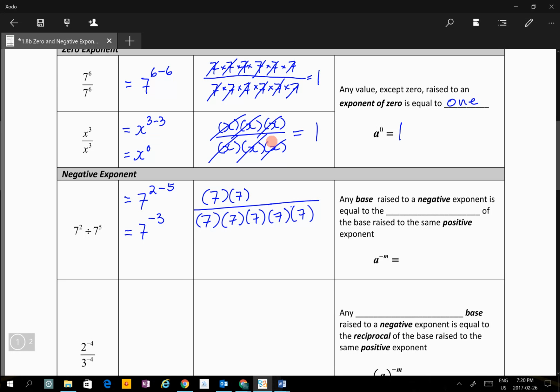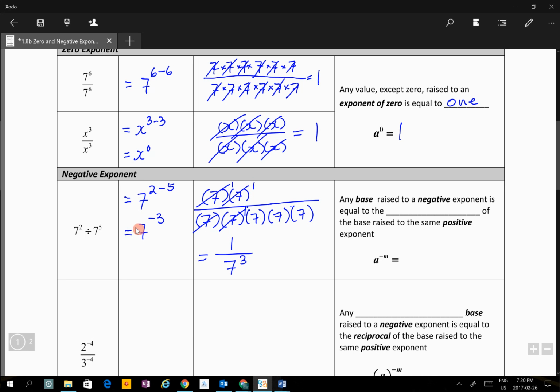You'll notice I can still cancel some of these out. So if I cancel this one with this one with this, you'll notice that I'm left with 3 sevens in the bottom. So I can write that as a power by saying 1 over 7 to the power of 3. Where does the 1 come from? Remember when you cancel out these sevens, 7 over 7 is equal to 1. So you're leaving these 1s on the top, and 1 times 1 is still 1. So I have 1 over 7 to the power of 3.